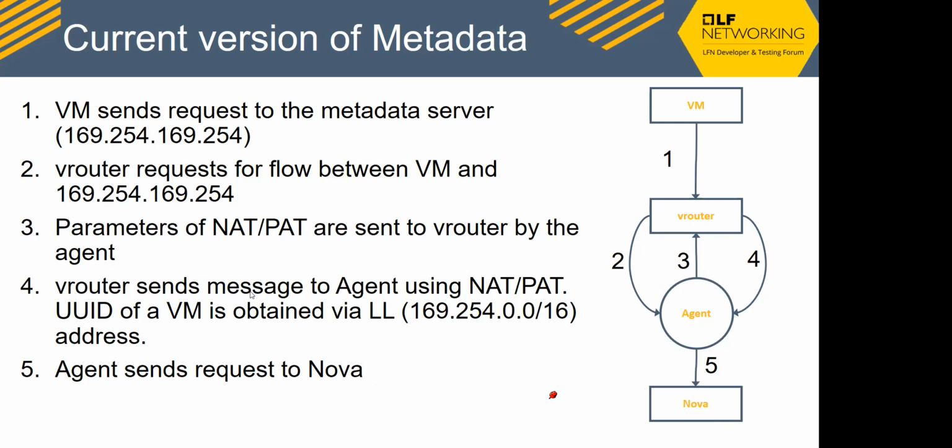Finally, this packet arrives at the agent, and the agent uses the source address, not destination, from the range 169.254. The agent uses this address to obtain the UUID of the VM and to send a request to the Nova server.